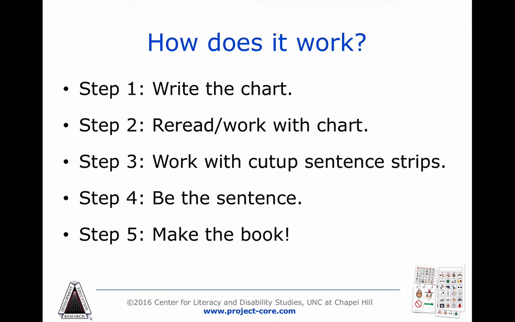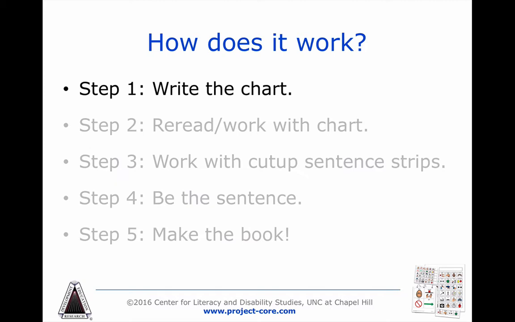Predictable chart writing has 5 steps that are described in detail in this module. In step 1, the teacher and students work together to write the chart, with each student contributing at least one idea. In step 2, the group reads together, talks about the chart, and looks for specific elements.